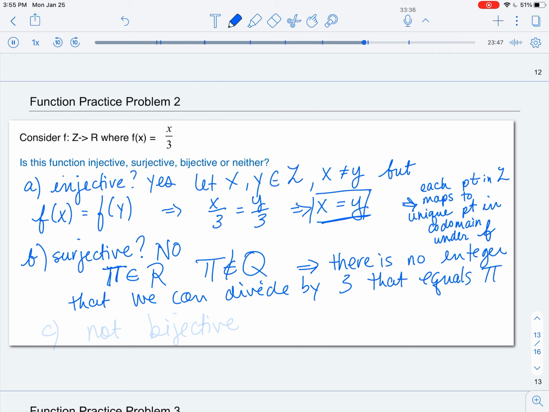So this means there's no integer, there's no point in the domain that can map to pi. So it's not surjective. We just gave that as a counterexample, and there's many others. You can pick your favorite. And because it's not surjective, it is not bijective. Now let's consider a third example.